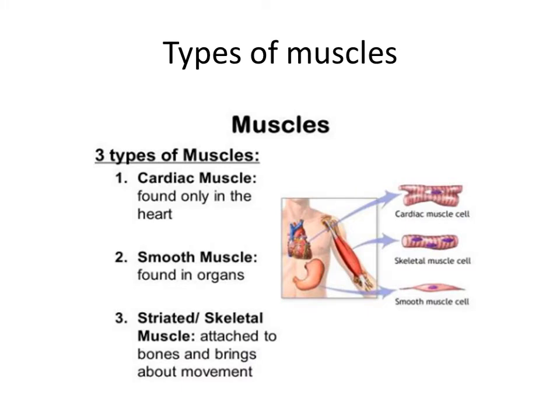So, what are the types of muscles? There are 3 types of muscles: cardiac muscles, smooth muscles, and skeletal muscles. Skeletal muscles are also known as striated muscles. So, what is the cardiac muscle? Well, cardiac muscles are found only in the heart. Smooth muscles, where do we find these? Well, we will find the smooth muscles in our organs. Lastly, where would we find the skeletal muscles? We would find these skeletal muscles attached to the bones, and they bring about movement.